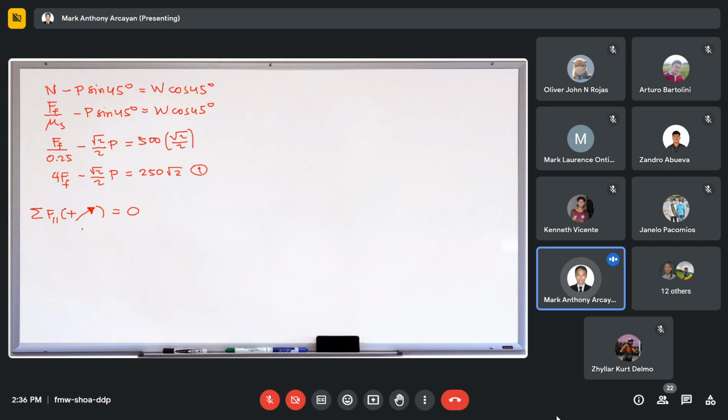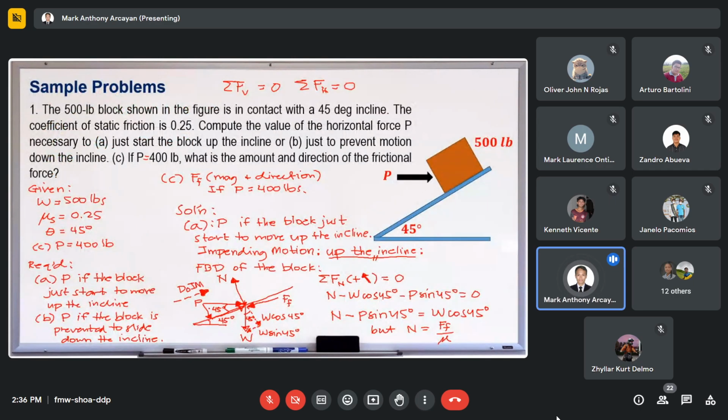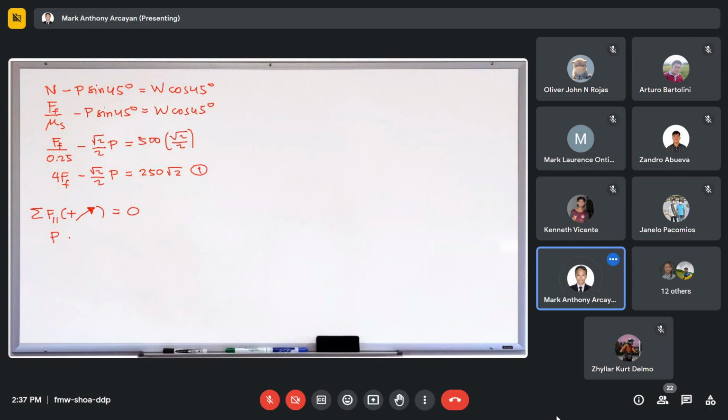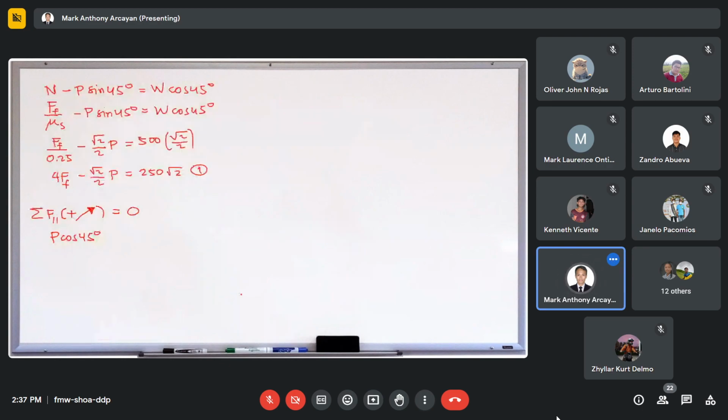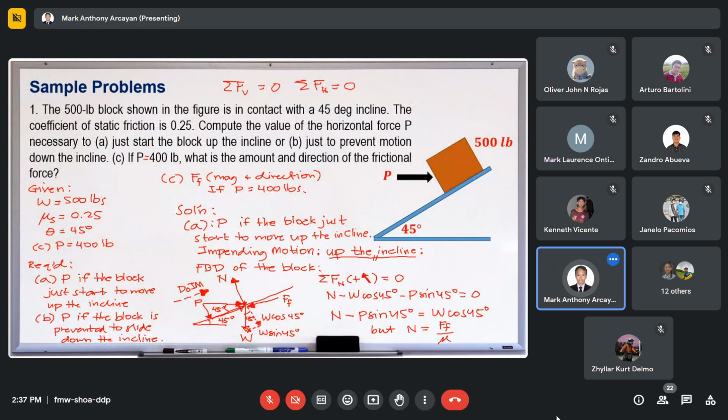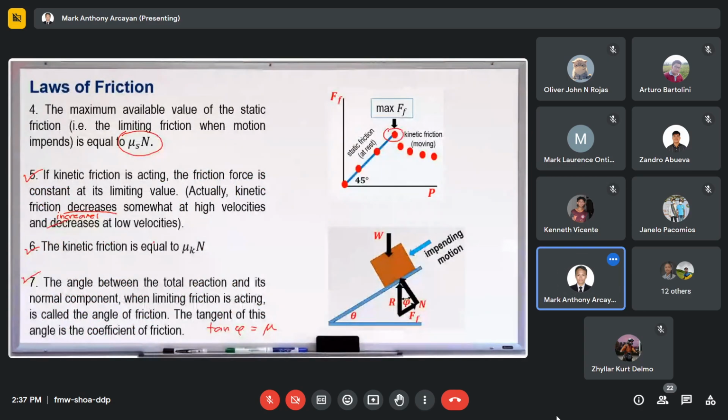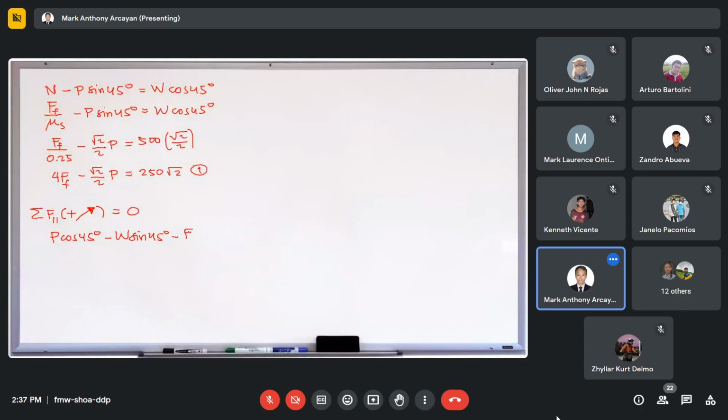So, what are the forces nga parallel to the inclined plane? So, naa tay parallel components of force P. Pasaka siya. So, that's P cosine 45 degrees. Then, naa pasad tay parallel components sa atong weight, no? Kaning W sine 45, paubos man siya. So, minus W sine 45 degrees. Then, ang atong frictional force F sub F nga paubos. So, minus F sub F is equal to 0.